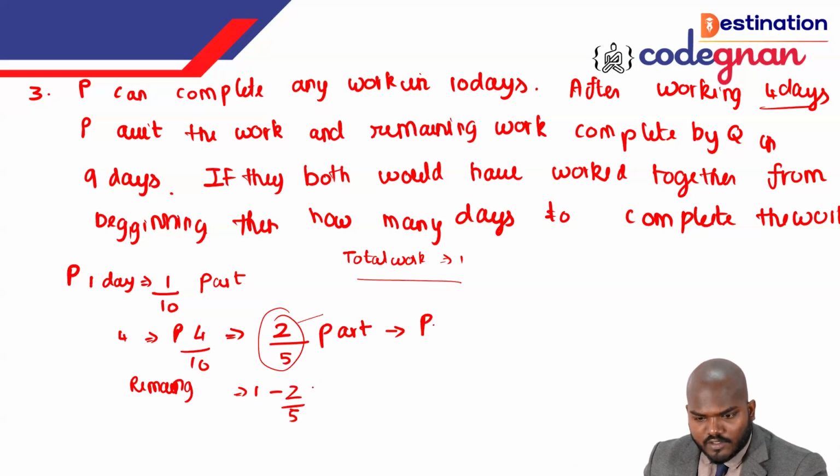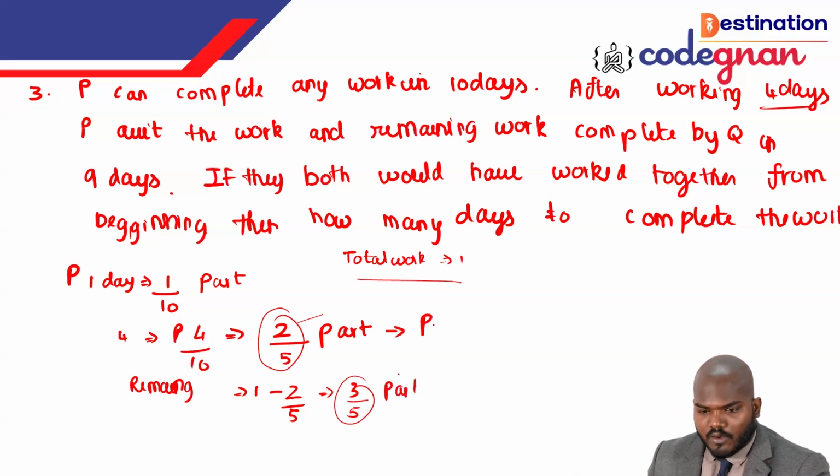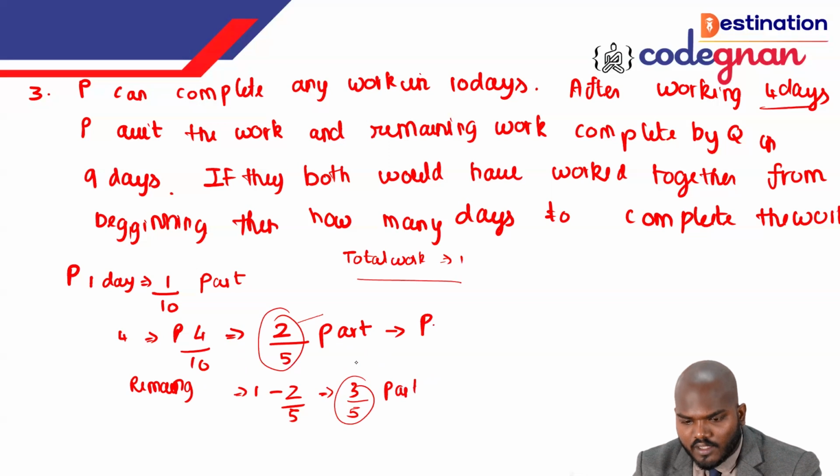If you work this out, it will give you 5 minus 2, that we can say is 3 by 5. Out of 1, 2 by 5 is finished. The remaining is 3 by 5 only, right? So 3 by 5 part is remaining here. This is going to be done by Q, Q in 9 days.